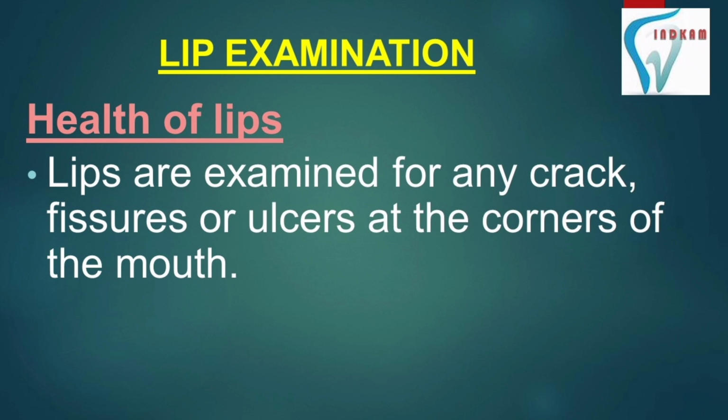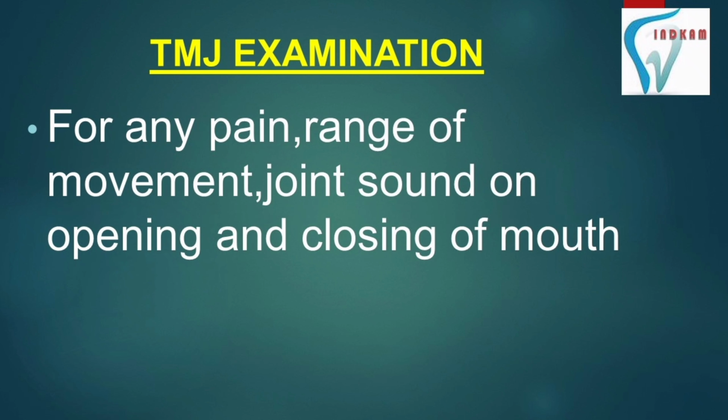Health of the lips. The lips are examined for fissures, cracks, or ulcers at the corner of the mouth. If they are present, these indicate vitamin B deficiency, candidiasis, or prolonged overclosure of the mouth due to decreased vertical dimension. TMJ examination. TMJ plays a major role in the fabrication of a complete denture. The joint should be examined for a range of movements, pain, muscles of mastication, joint sounds upon opening and closing. Severe pain in TMJ indicates decrease in the vertical dimension.